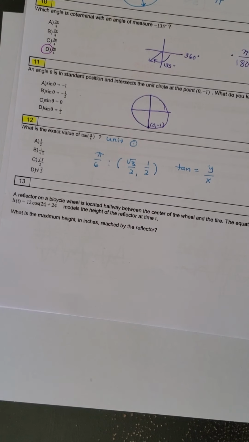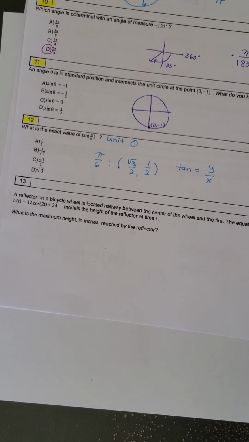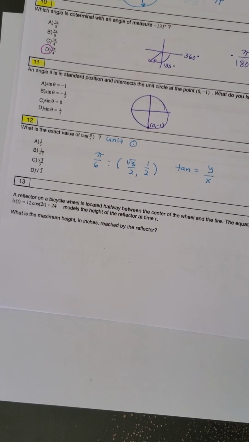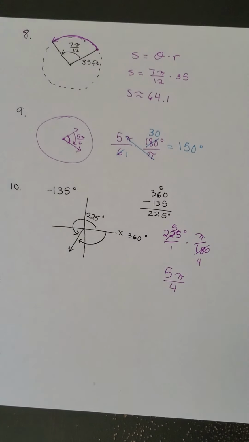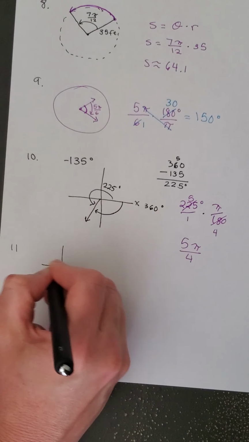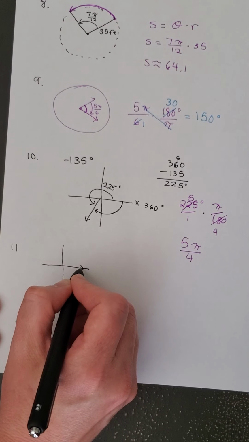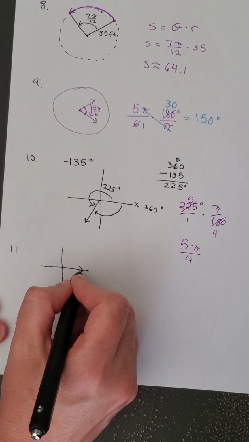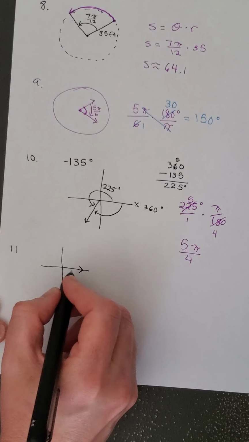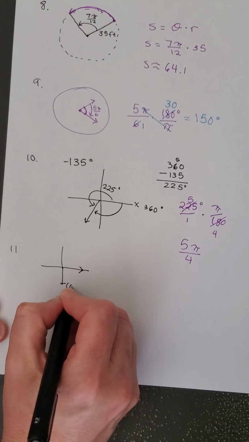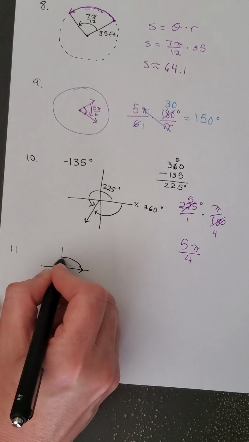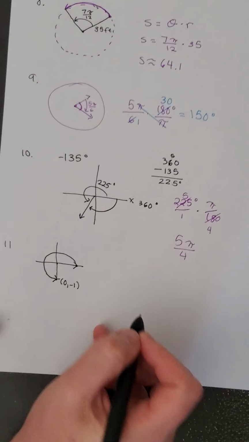Okay, next one, it says, an angle in standard position intersects the unit circle at (0, -1). What do you know about sine theta? Okay, so I'm going to draw that. So on the unit circle, you have an angle in standard position, and it says it intersects the unit circle at (0, -1). So (0, -1) is right here. So that means that it is rotated all the way over there.